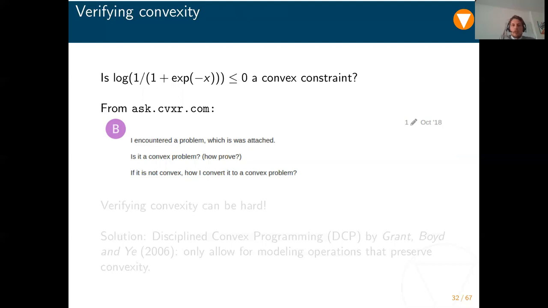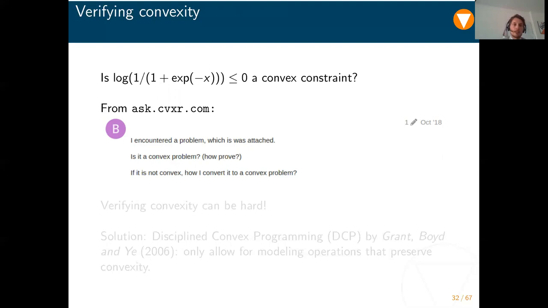So maybe this is an example. It's a complicated looking function composed of many expressions, one inside the other. And so is it in the end a convex constraint? So can I use it with convex optimization methods or can I not? Do I have to resort to non-convex optimization methods, which will increase the computational burden?